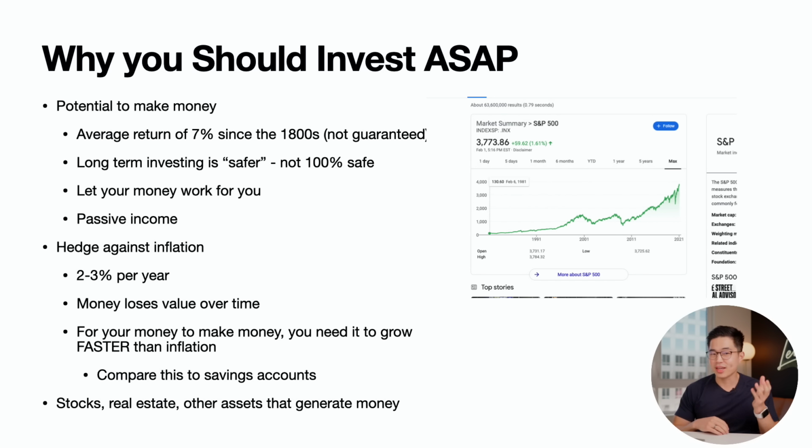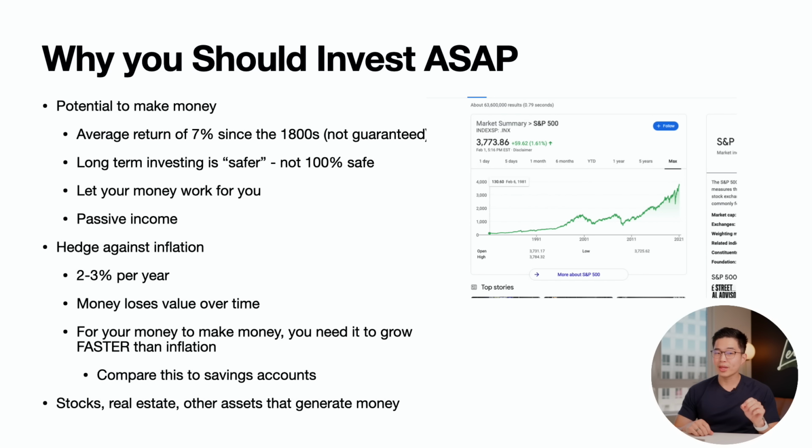Another reason why you should invest as soon as possible is because you want to hedge against inflation. Each year, inflation tends to run between 2 to 3%, and that means that your money is losing value over time. So if you want your money to make money, you're going to need it to grow faster than inflation. Versus having your money in a savings account, which is probably not making much money for you at all, investing your money instead, if it gets that average return of 7%, which we have seen historically, is going to really grow your money. We'll talk about compound interest and compound growth later on, but it's going to grow a lot faster than if you just sit on your money in a bank account.